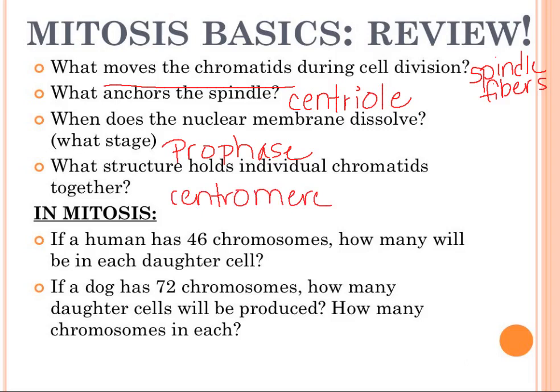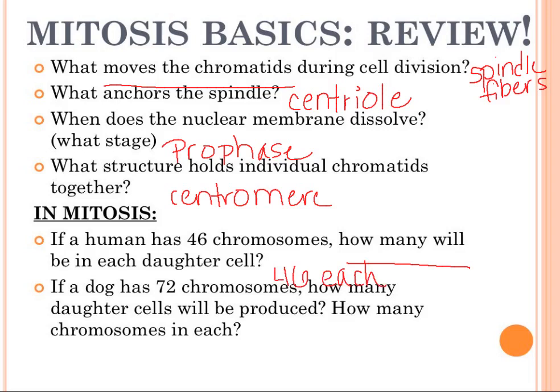So, quick review then. In mitosis, if a human has 46 chromosomes, how many will each daughter cell have? If you remember, mitosis makes an equal copy. So the daughter cells will have 46 each. So it's very important to remember that the chromosome numbers are the same from beginning to end.